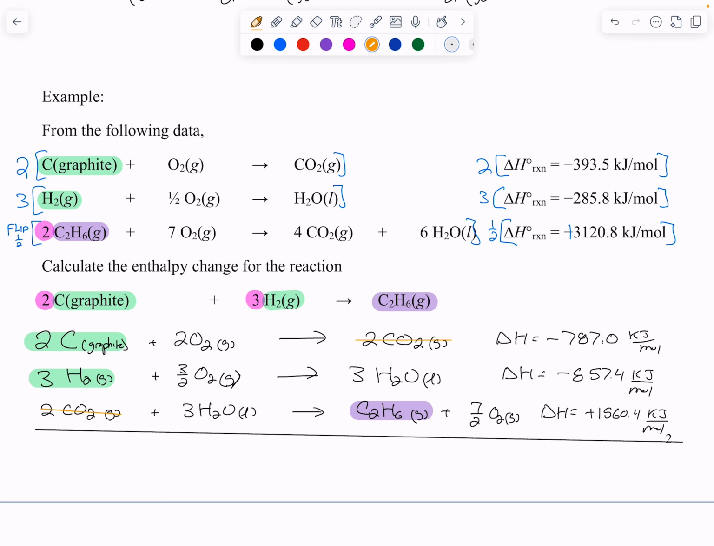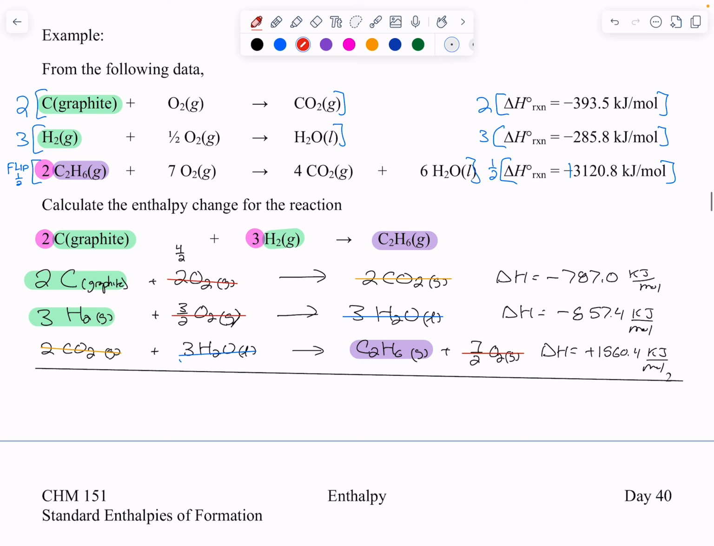All right. Water. I can do 3 H2O gone and 3 H2O gone. All right. 2O2 is the same thing as 4 halves. 4 and 3 is 7 halves. 7 halves. Excellent. All the oxygen is gone. That works out beautifully. So I'm left with my 2 carbon, which is graphite, plus 3H2, which is a gas, going to C2H6, which is a gas.